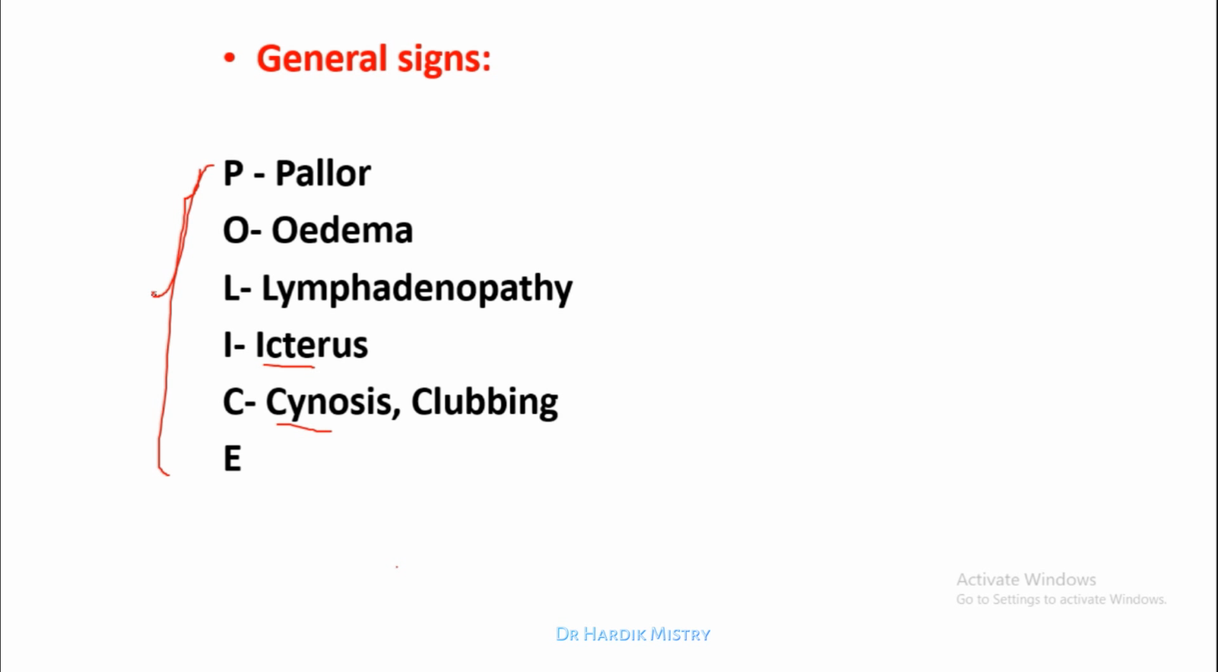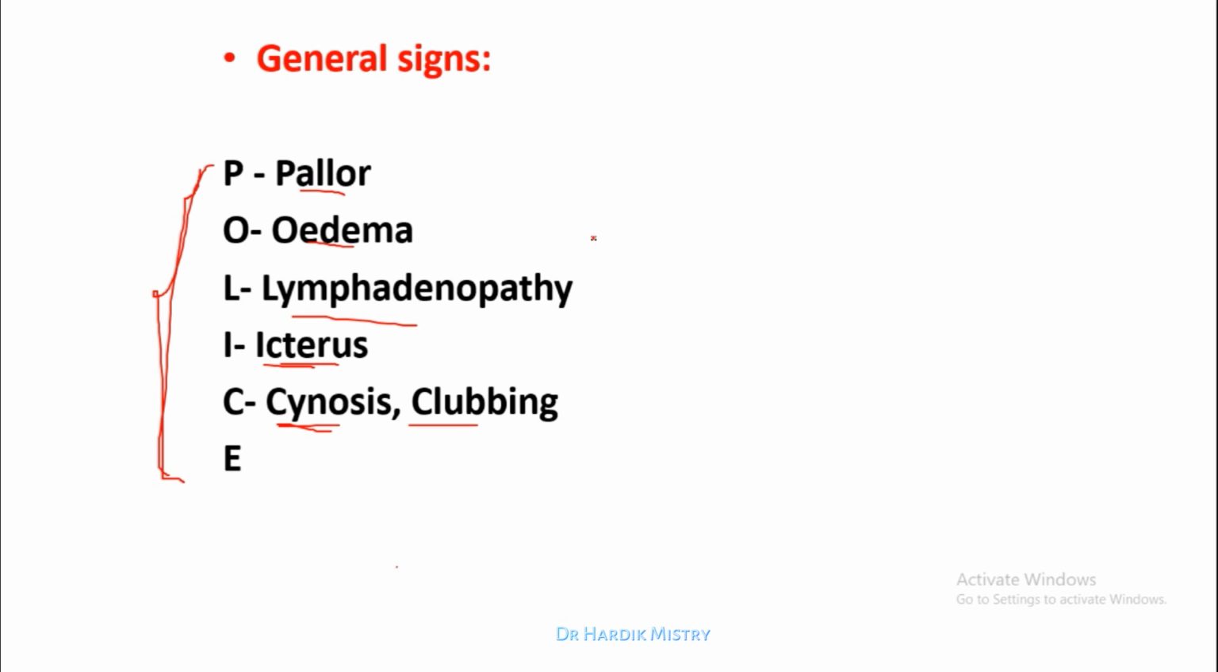So here is a mnemonic, POLICE: P for pallor, O for edema, L for lymphadenopathy, I for icterus, C for cyanosis and clubbing. So you have to look for the police or general signs, which are pallor, edema, lymphadenopathy, icterus, cyanosis and clubbing. In my next lecture, or part 2 of this history taking and general examination, you will find out how to see all these general signs in the patient.